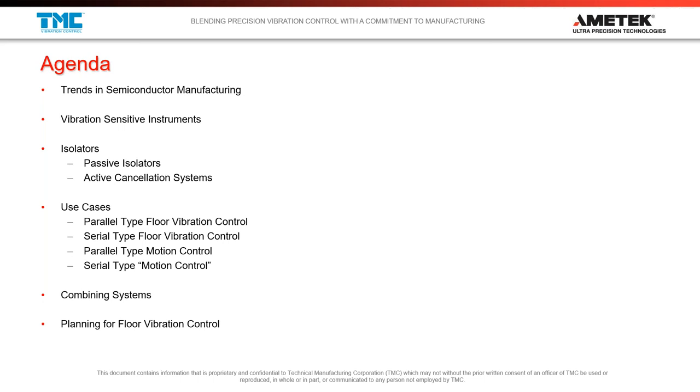We're going to talk about combining systems because we are dealing with systems that are going to need multiple levels of vibration control. And we'll talk a little bit about what the ramifications of combining systems are and how do we do it properly. And then at the end of the presentation, we'll cover planning for floor vibration control because we're seeing quite a lot of new fabs starting to be planned here in the next couple of years. And it's important that we talk about how to plan for vibration in fabs.